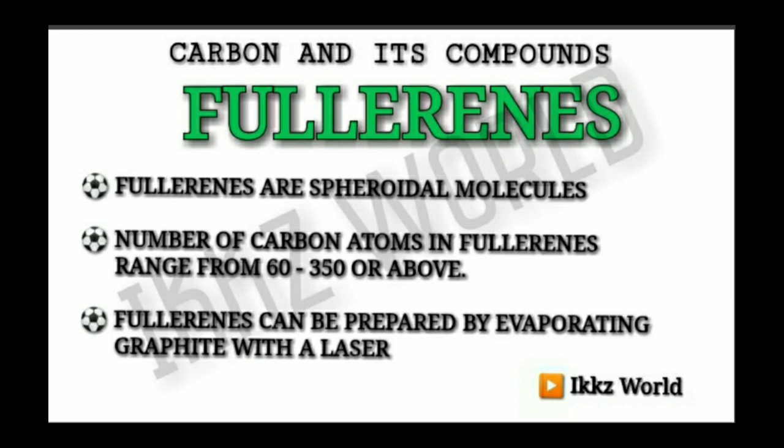Fullerenes. Fullerenes are a new class of carbon allotropes. They are spheroidal molecules, and they contain an even number of carbon atoms in a composition of C2n, where n is greater than or equal to 30. This means the number of carbon atoms in fullerenes ranges from 60 to 350 atoms. These fullerenes can be prepared by evaporating graphite with a laser.